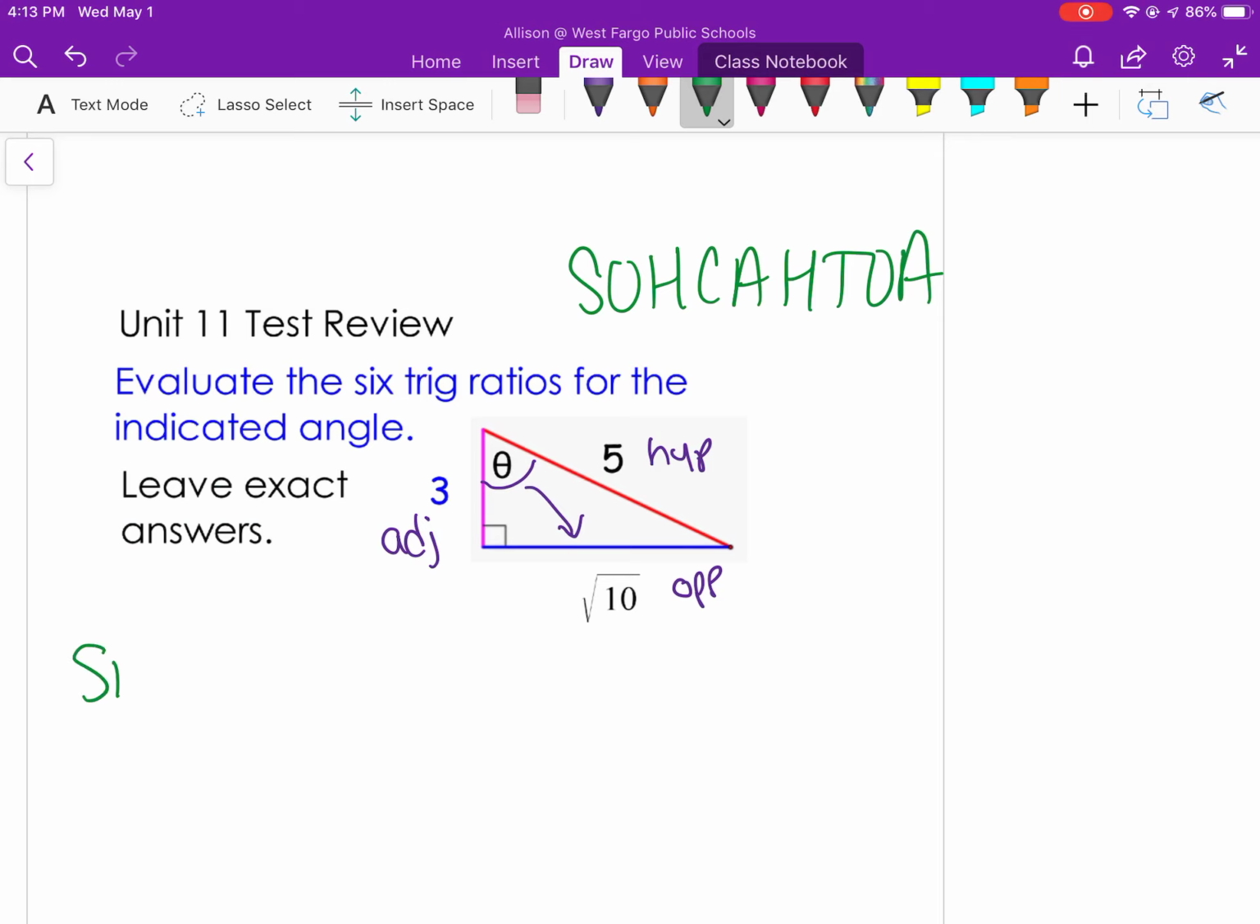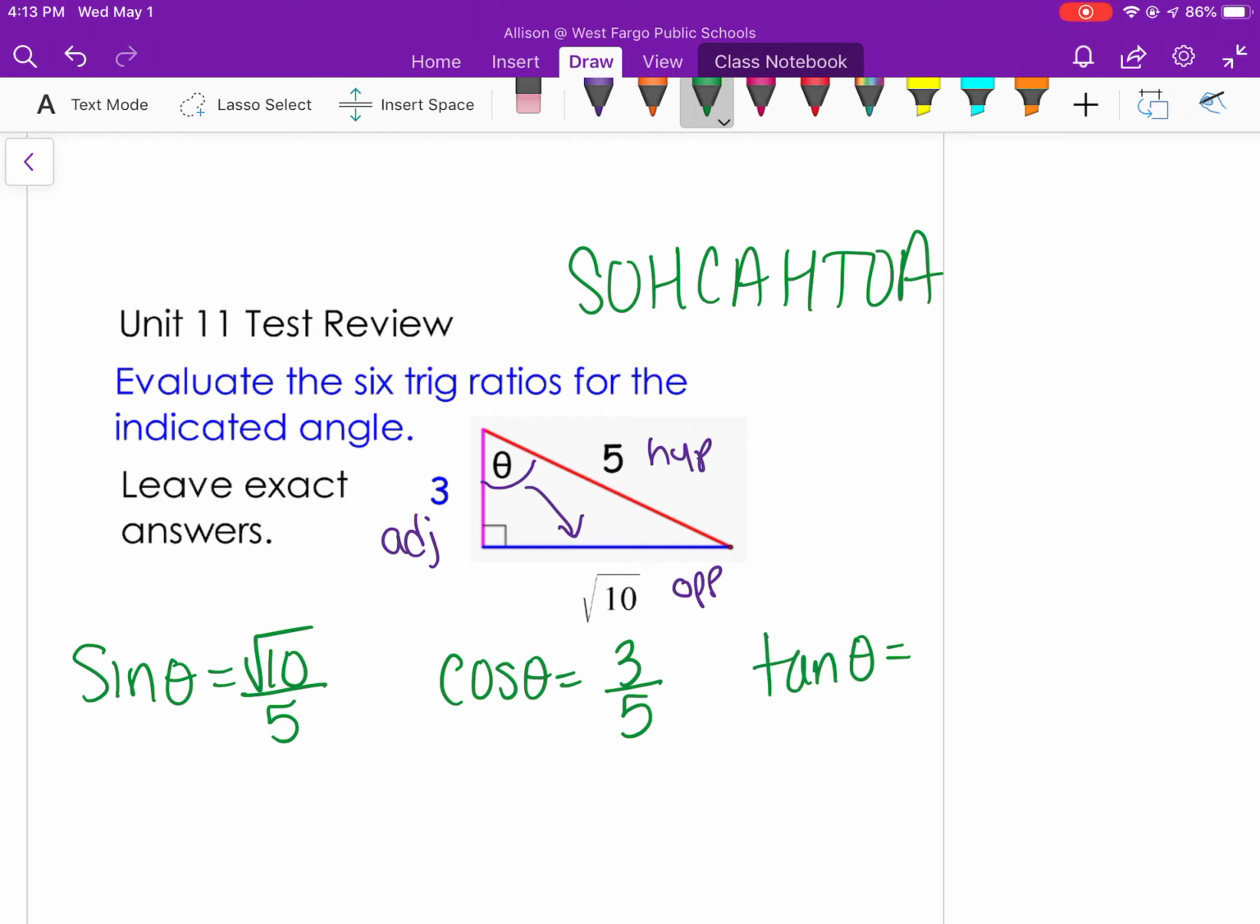So then we could say that sine of theta is opposite over hypotenuse. So that's going to be the square root of 10 over 5. Then cosine of theta will be adjacent over hypotenuse, so 3 over 5. Then tangent of theta will be opposite over adjacent, so square root of 10 over 3.